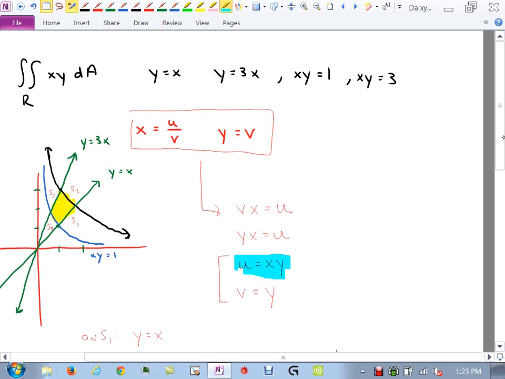It's all about this one, right? So yeah, these two are identical. XY equals 1 and 3. So it makes sense to make XY one of our transformations, because that would be like U is a constant. U is a constant. Now, that's what happened here.